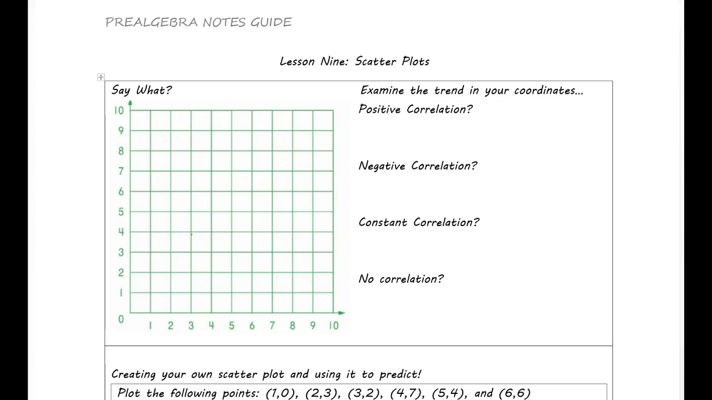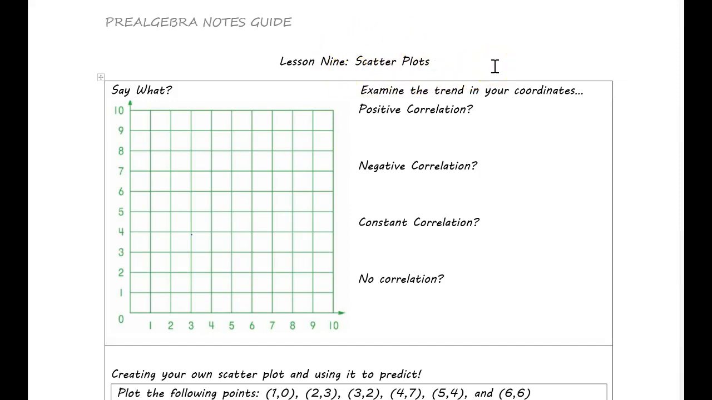Okay guys, so this week is going to be one of the more applicable weeks and really, in my opinion, the funnest week of summer. I really think this stuff is pretty cool because it's one of the first times in your math career that you get to do some real world stuff. And so the title here says it's a scatter plot.